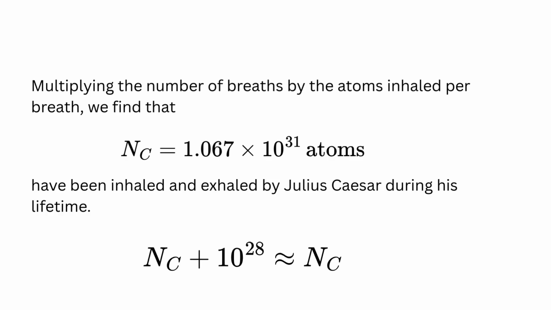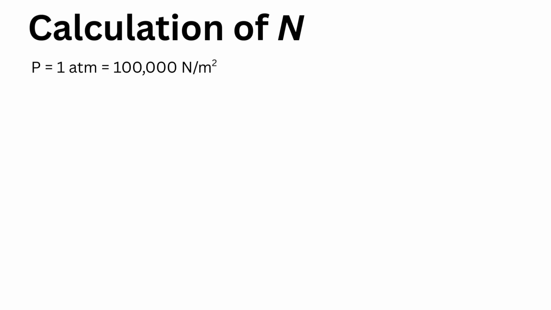The human body also contains 10 to the power of 28 atoms. However, since they are 3 orders of magnitude fewer than the atoms exchanged by breathing, we can ignore them in this approximate calculation. Now we move to compute the number of atmospheric atoms.